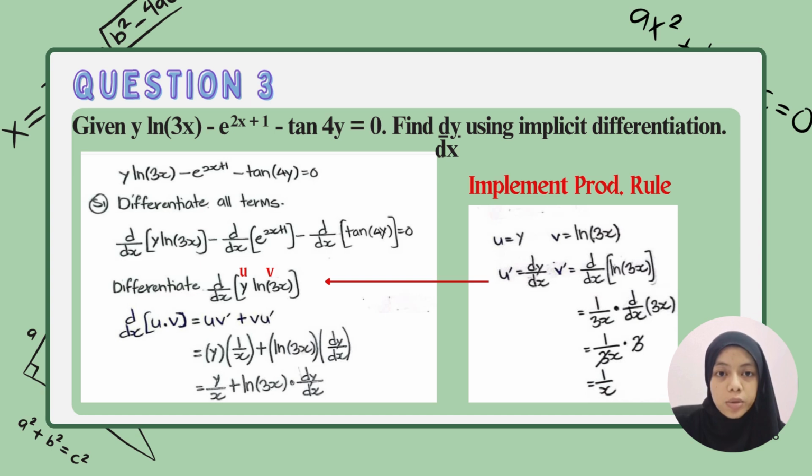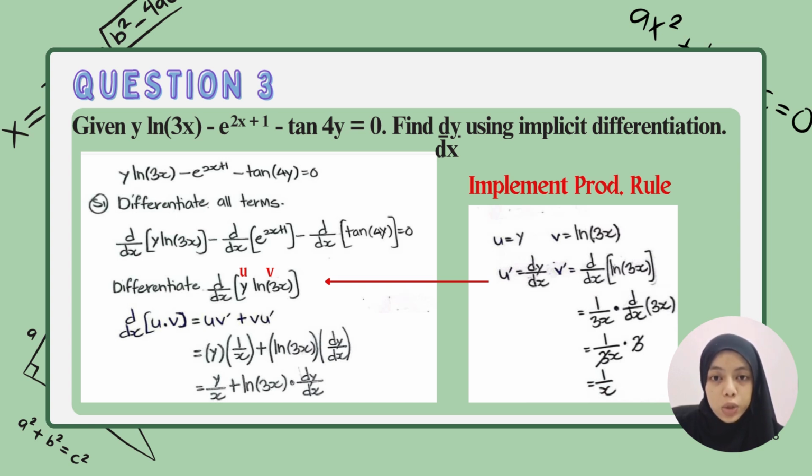Question 3. Given y ln(3x) minus e power of 2x plus 1 minus tan 4y equals to 0. Find dy per dx using implicit differentiation. First step is we need to differentiate all terms. First, we need to differentiate d per dx of y ln(3x). As you can see here, we have two functions: the first function is y and the second function is ln(3x).